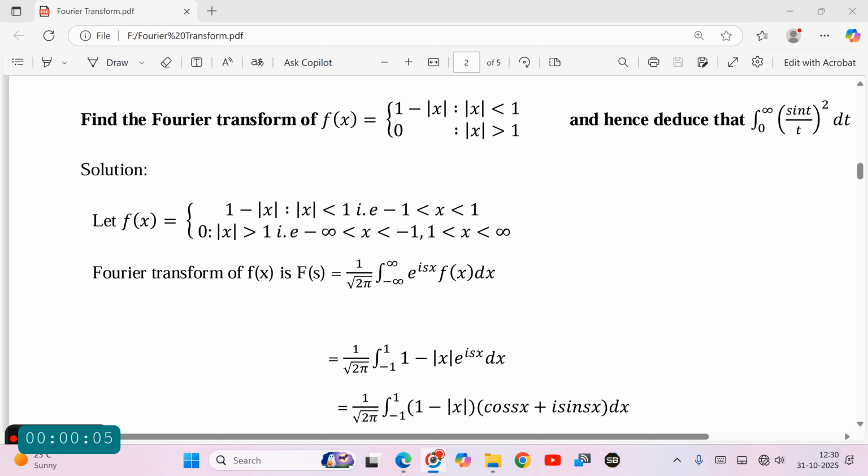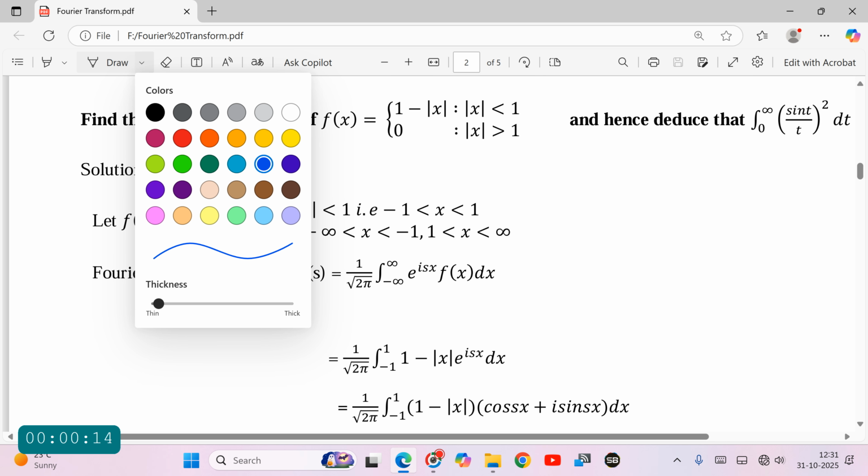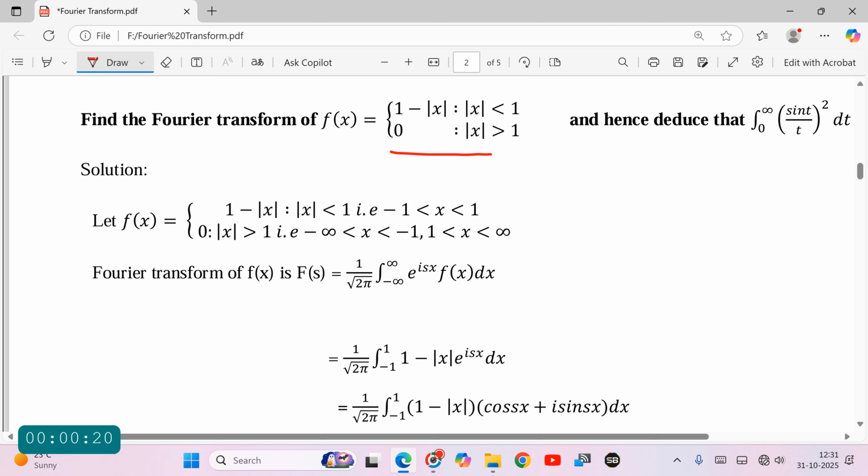PDE unit. Okay, now students, listen. Today we are going to solve the problem: the Fourier transform of the function f of x equal to 1 minus modulus x, under the limit of modulus x less than 1. And also we are going to find the inverse form of the Fourier transform.